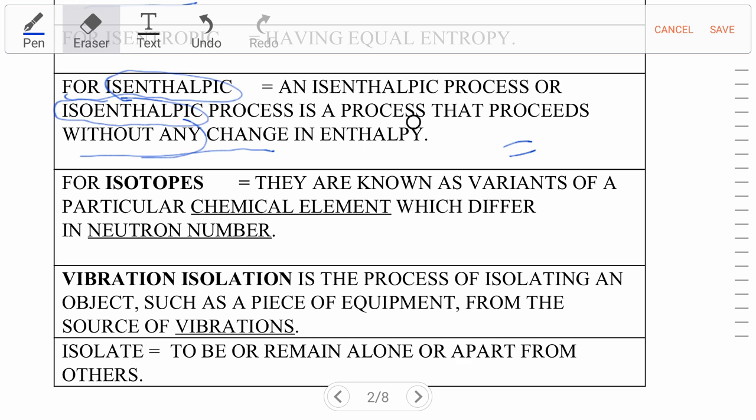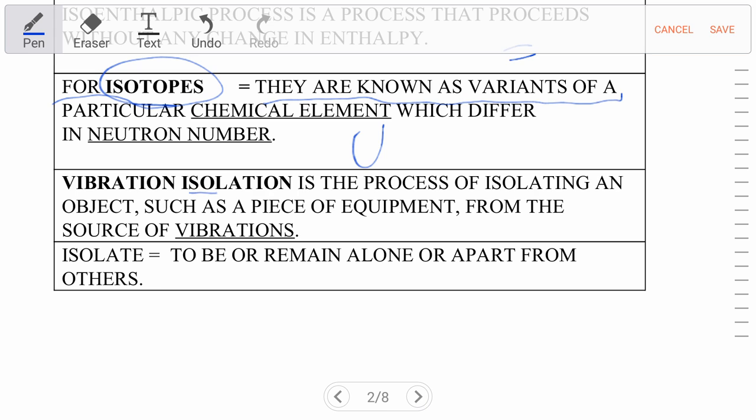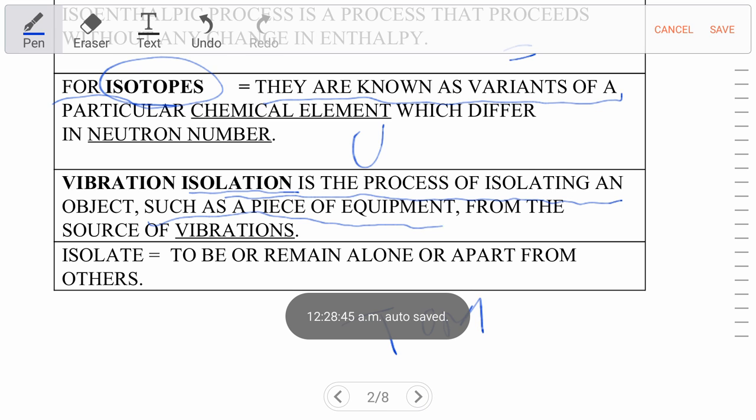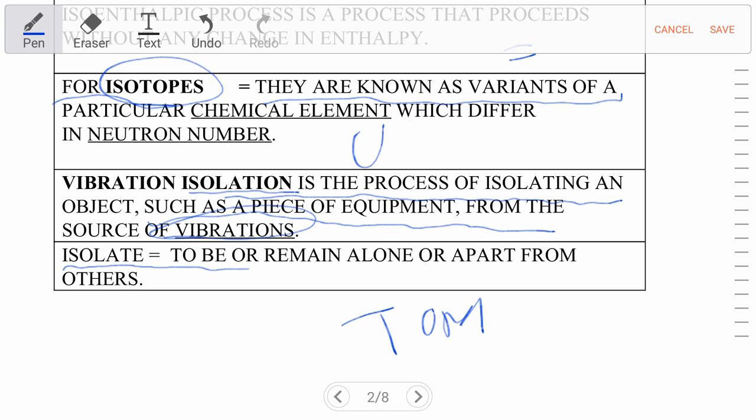Okay, now let's move to another piece of information. Isotopes are known as variants of a particular chemical element which differ in neutron numbers, like uranium-232, uranium-235, thorium, etc. Vibration isolation is a definition from theory of machines, and vibration is a very big field. Vibration isolation is the process of isolating an object, such as a piece of equipment, from the source of vibrations. Now next is isolate. We use this word in our daily life: isolate, to be or remain alone or apart from others. This is the definition of isolate.